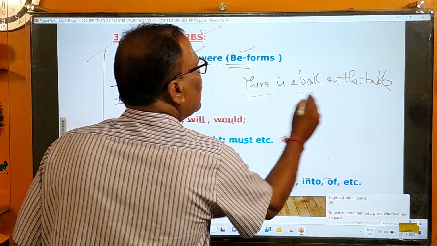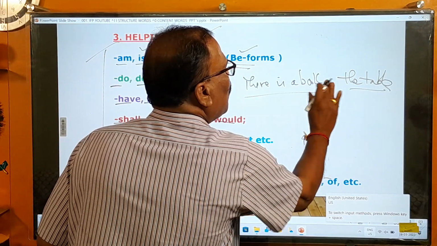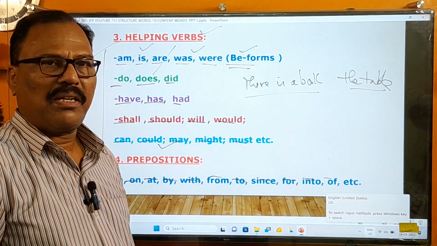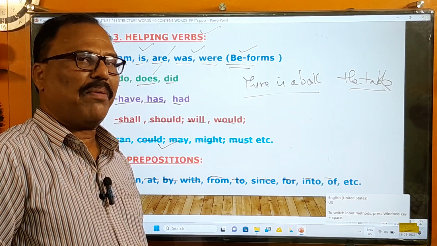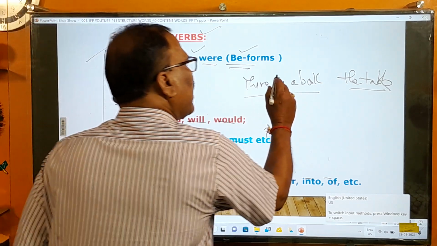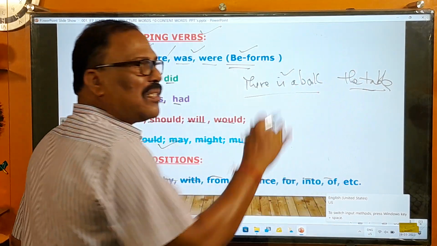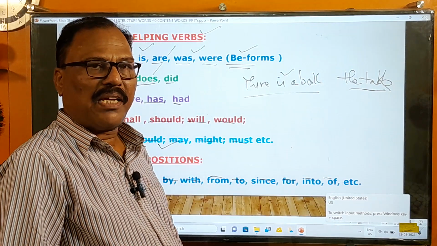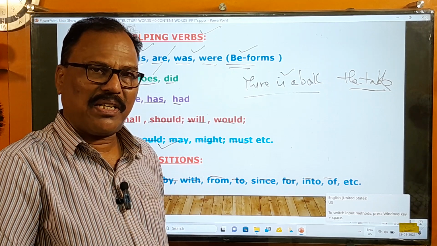On the table. So there is a book on the table. Suppose I have removed this word from the sentence. What meaning can you get from this sentence? No, you can't get. There is a book, you can get some meaning, but the table, you don't get any meaning in the sentence. It is separated from the sentence, right?